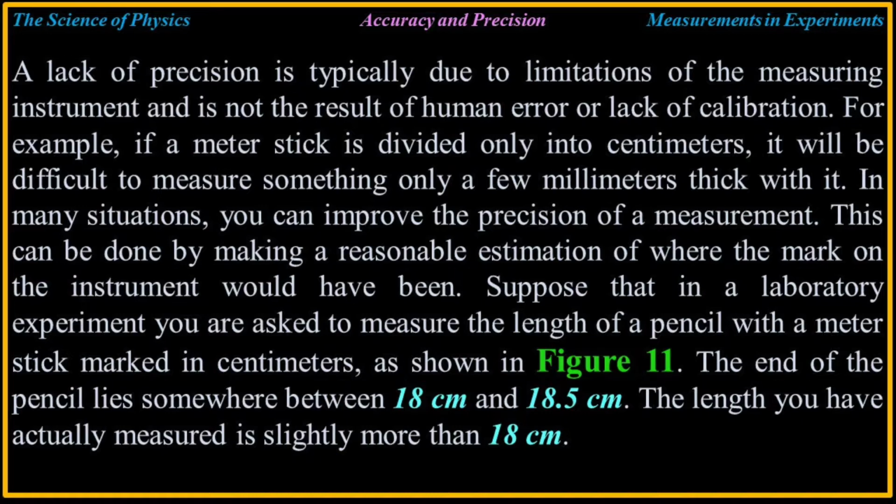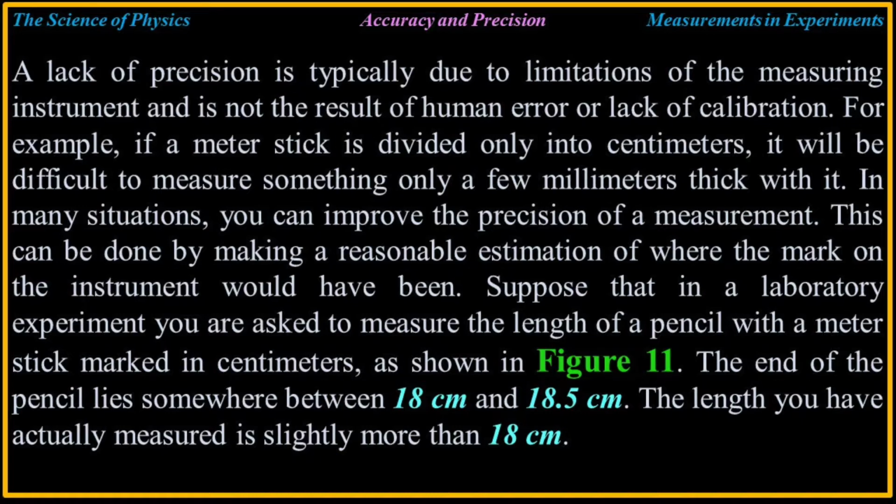For example, if a meter stick is divided only into centimeters, it will be difficult to measure something only a few millimeters thick with it. In many situations, you can improve the precision of a measurement. This can only be done by making a reasonable estimation of where the mark on the instrument would have been. Suppose that in a laboratory experiment you are asked to measure the length of a pencil with a meter stick marked in centimeters, as shown in figure 11.